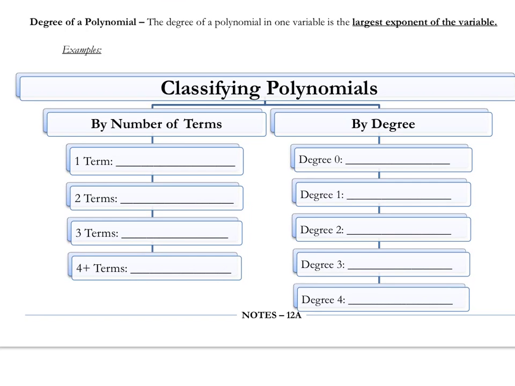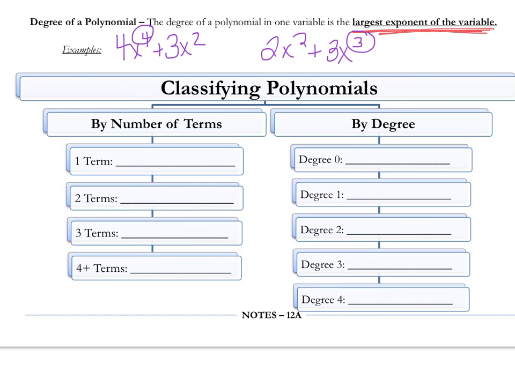The degree of a polynomial in one variable is the largest exponent of the variable. So remember that we have to find the largest exponent. If we had 4x to the fourth plus 3x squared, the largest would be 4. If we had 2x squared plus 3x cubed, the largest would be 3. When we're talking about the largest, we're talking about the exponent, and it doesn't always mean that it's going to be the first one.